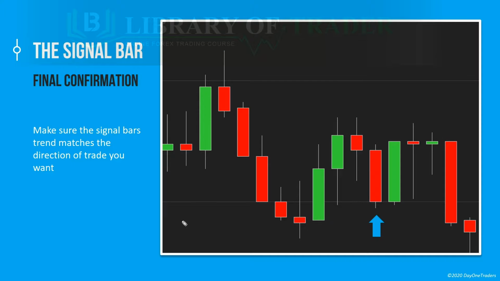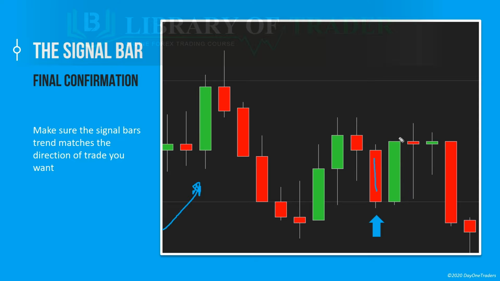And you can see that if we're looking for a long trade here, this signal bar is really bearish and it's not a bullish signal bar. And so this is not a trade that we would take because this signal bar is red. And even though this bar right next to it was green, this is not a trade we would take because the trade would have been right when it broke above this.